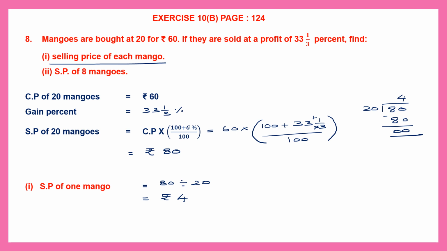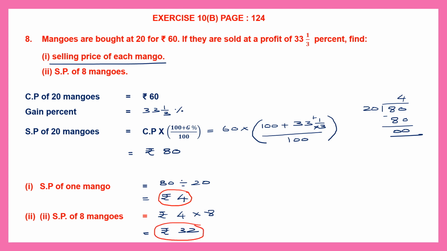So we have found the answer to the first question. Find the selling price of one mango. That is 4 rupees. Now the next question is selling price of 8 mangoes. If one mango costs 4 rupees, then 8 mangoes will be 4 into 8. 4 eights are 32. So that is 32 rupees for 8 mangoes. So this is the answer to the second part of the question. So the first answer is selling price of 1 mango is 4 rupees. Second answer, selling price of 8 mangoes is 32 rupees.